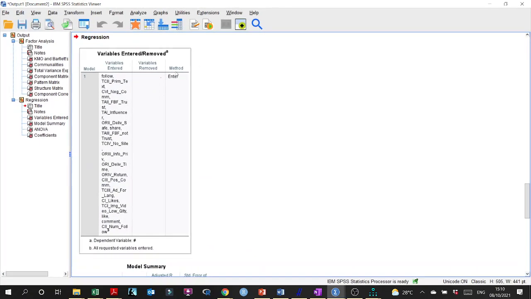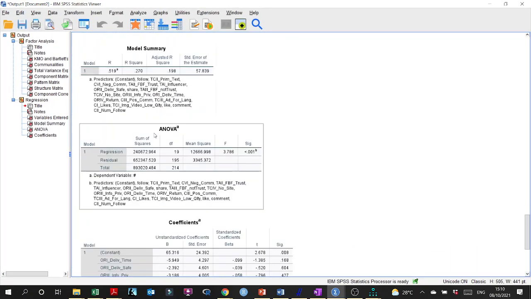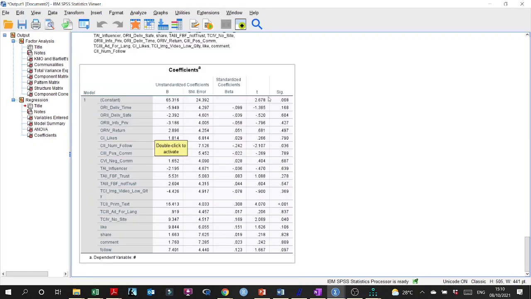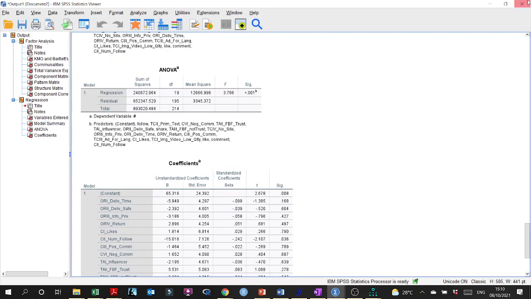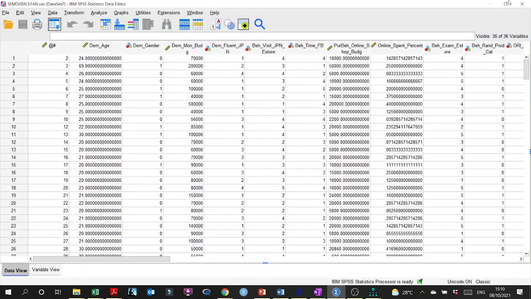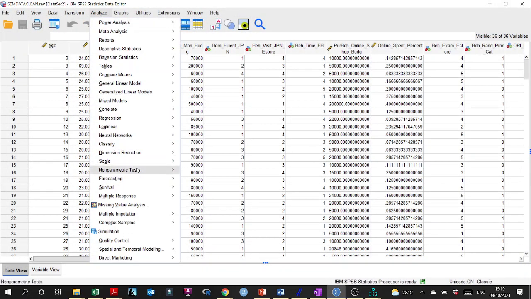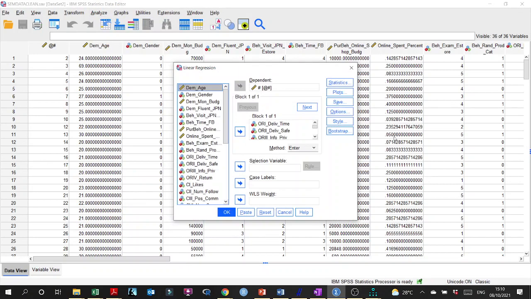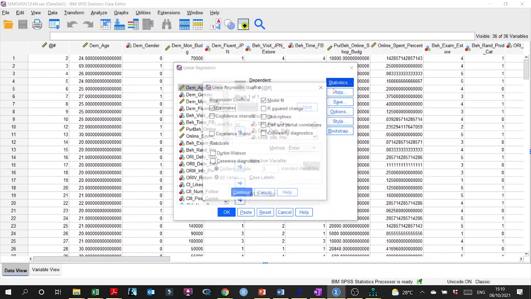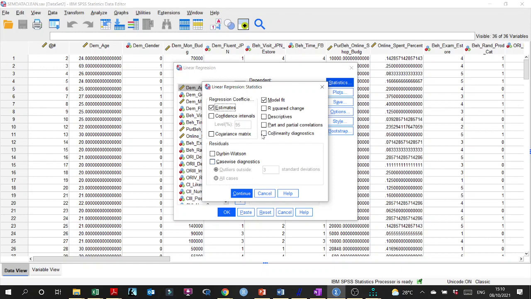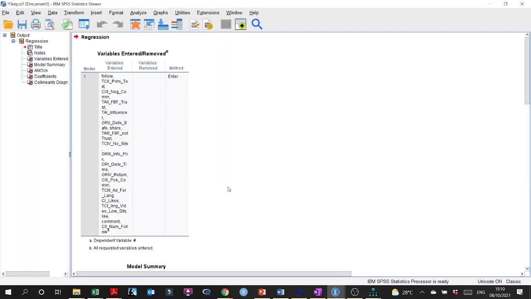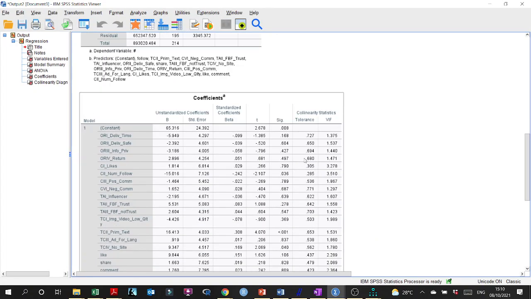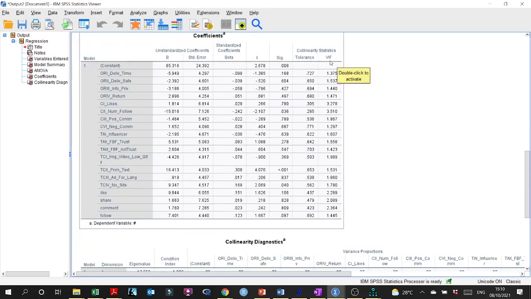Anything else that I need to do, and then hit OK. And over here, you will be able to get the VIF. Sorry, I didn't check multicollinearity. I am supposed to go to regression, linear, and multicollinearity. Let me check where I get the multicollinearity. It should be somewhere here. Yeah, here it is. So over here, it will give me the VIF value, which is the variance inflation factor.